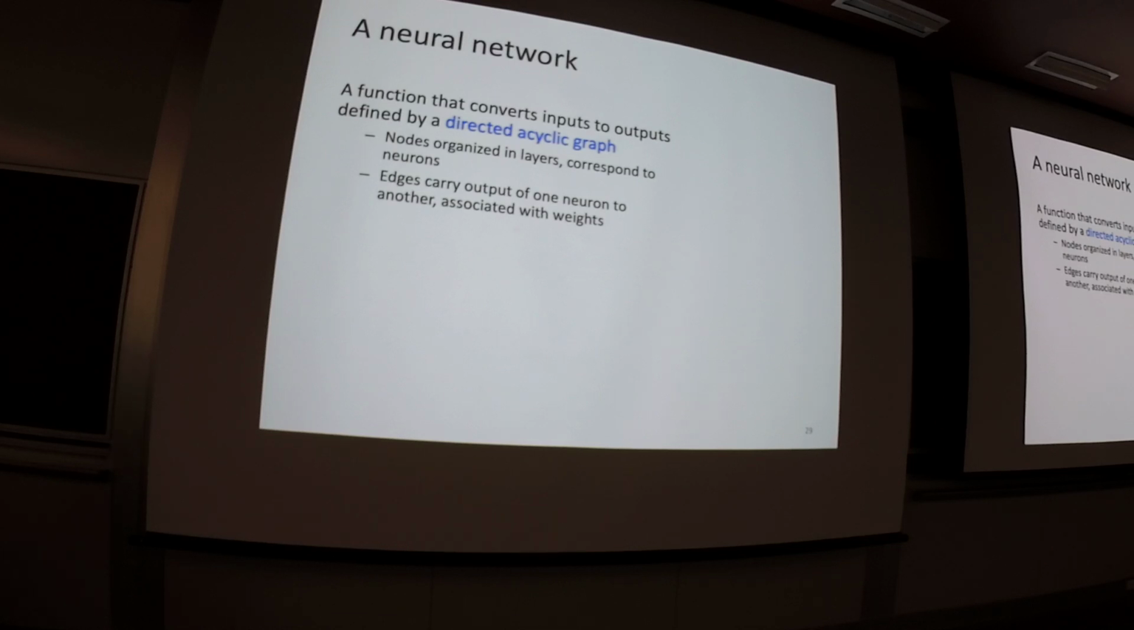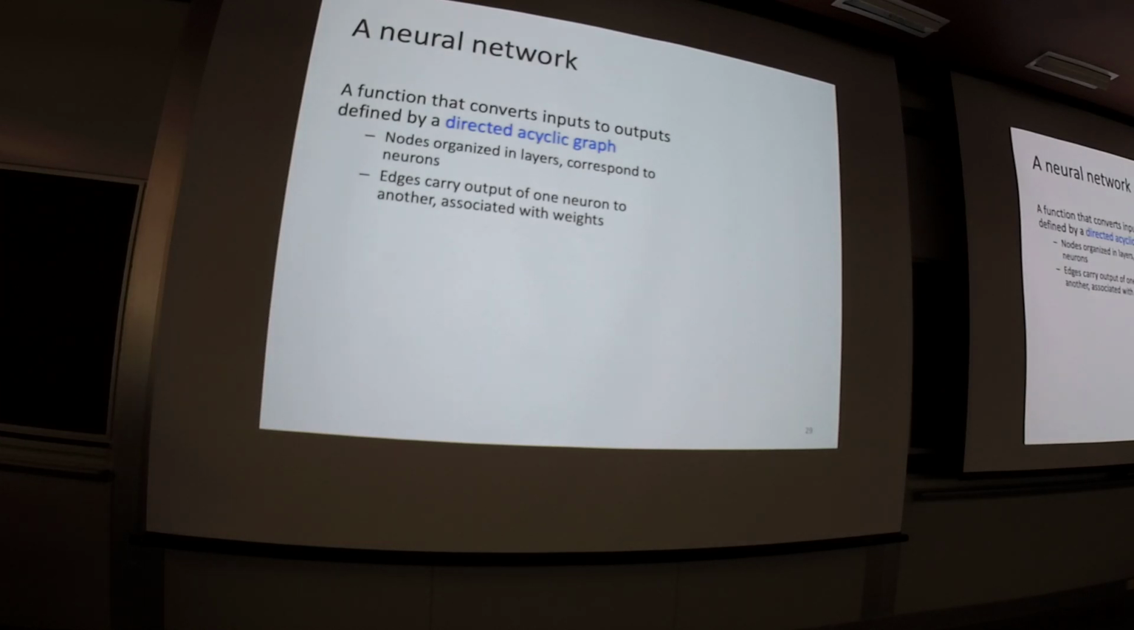So a neural network as a whole is a function that converts the inputs from data to output. And the structure of a neural network, if you combine all kinds of building blocks together, can be treated as a directed acyclic graph. The nodes are organized in layers, and those nodes correspond to neurons. And edges carry the information from one neuron to another.